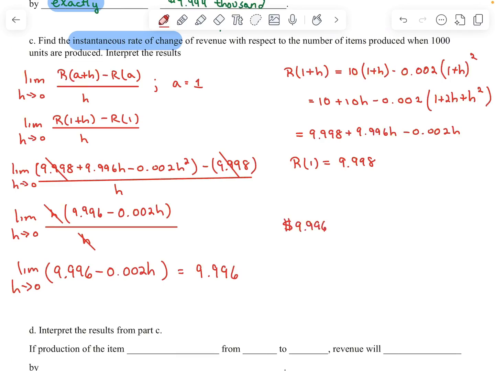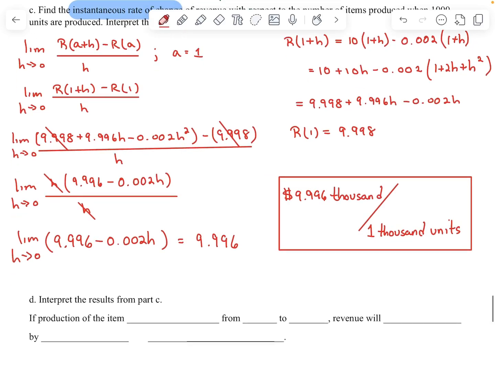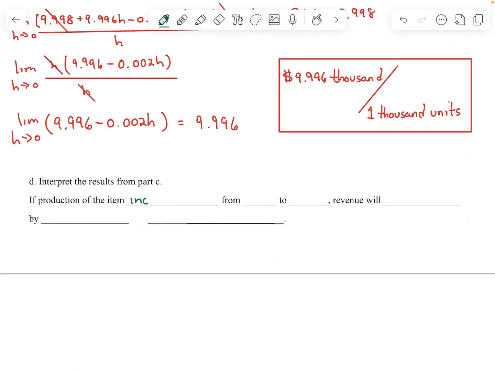And we're going to label this number exactly the same way we labeled the answer in part A. So this will be $9.996 thousand per 1,000 units. Now to interpret this number. If production of the item increases from 1,000 to 2,000, revenue will increase by approximately $9.996 thousand. And again, it's perfectly acceptable to write 9,996.